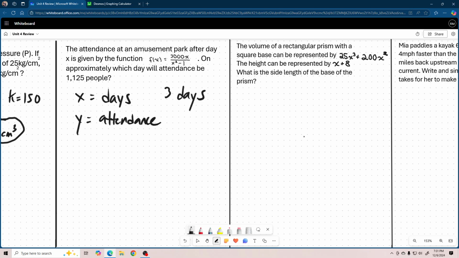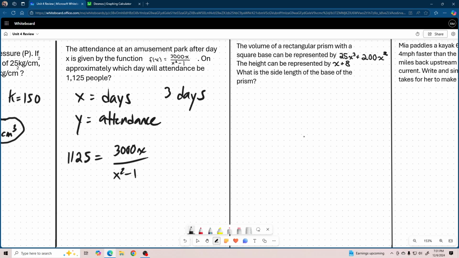We need to know at f of x what x equals. So essentially what we would do is, because we know the y has to be 1125, we would plug that in. So in order to have 1125 people, this is going to be equal to this function, 3000x over x squared minus 1. And now essentially we would solve for x, right? So we would break this down. We would get x plus 1, x minus 1. We'd eliminate common factors, pull this over, set it equal to 0, do all that stuff, solve for x.